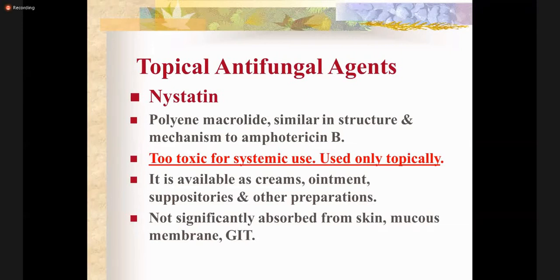Okay, another topical drug is nystatin. Nystatin is very similar in chemical structure to amphotericin, a very potent drug. Polyene, macrolide, similar structure and mechanism, but its toxicity is very high, too toxic for systemic use. So we only use it topically. Nystatin is equivalent in potency to Amphotericin B, but because of its toxicity it is not used systemically, but it is used topically.